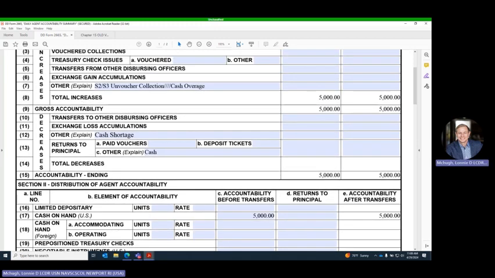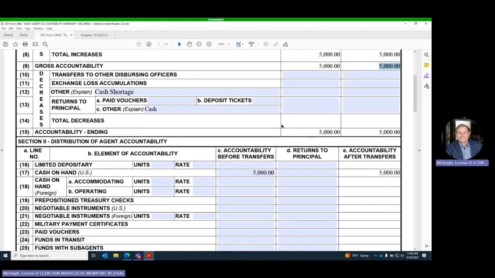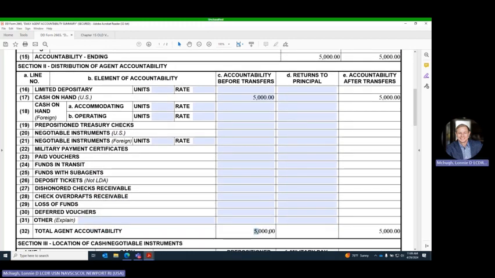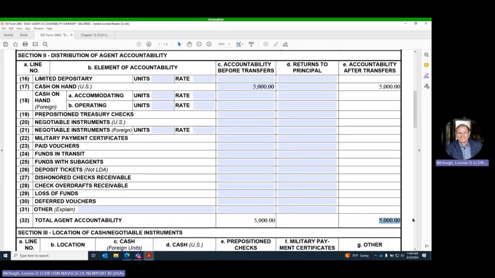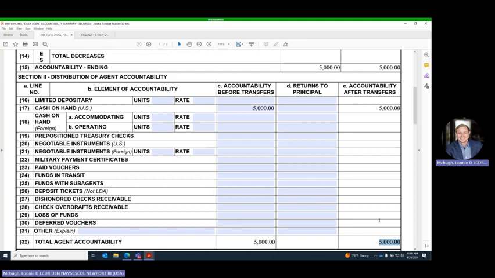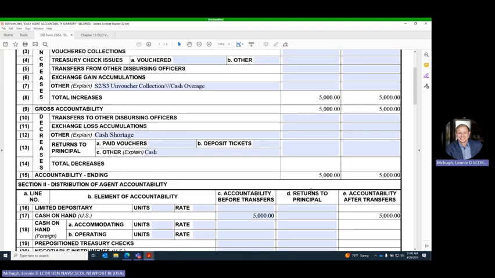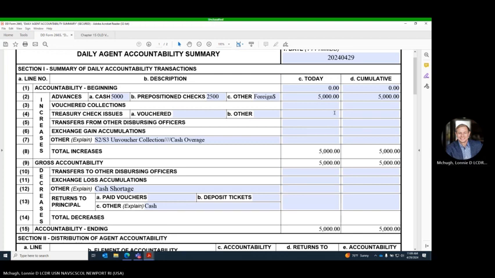The first one is checking line 9, our gross accountability, and verifying that this matches 32 Charlie. As we can see, both have $5,000, so we match. Our next check is to determine if our line 15, accountability at the end of the period, matches our 32 Echo, and it does, so we balance. So those are two checks that we're worrying about right now to make sure that we balance.